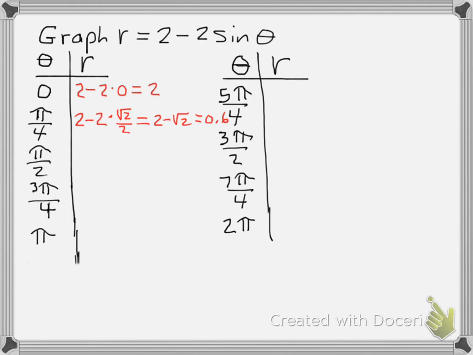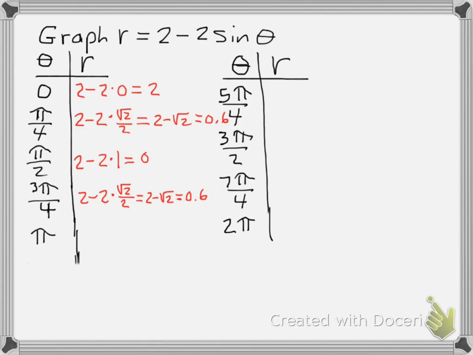For the next one, if we have pi over 2 and plug that in, r will be 2 minus 2 times the sine of pi over 2, which is 1. And you can verify some of these on your calculator. So 2 minus 2 times 1 is 0. If we use 3 pi over 4, we'll get 2 minus 2 times the sine of 3 pi over 4. The sine of 3 pi over 4 will be the square root of 2 over 2 again. And so this will be 2 minus the square root of 2, which we already said was about 0.6.